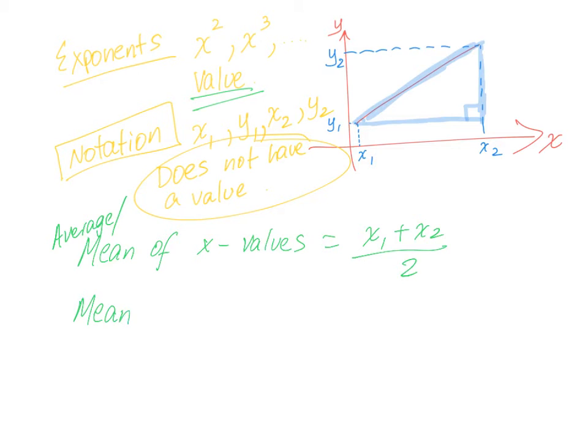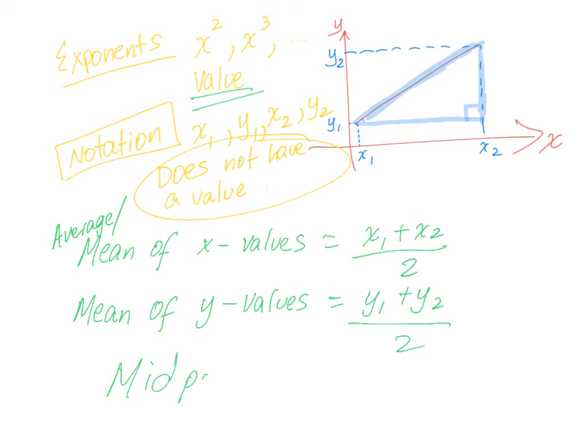Then the mean of y values would be y1 plus y2 divided by 2. So the midpoint is this set of points. So basically our answer is right here. This is our point.